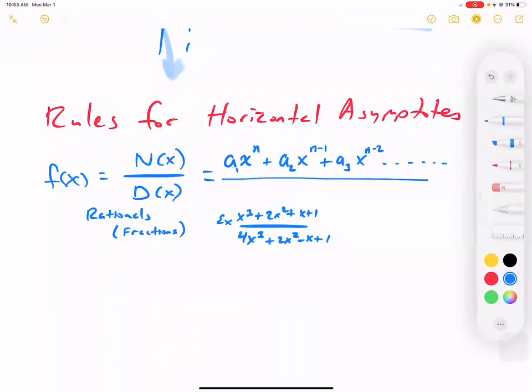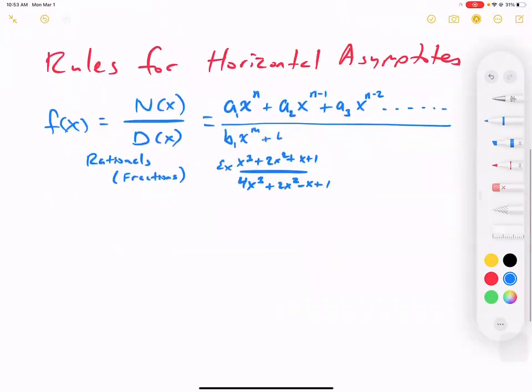On the bottom, we're going to give ourselves a different letter, b, because a and b don't have to be the same. b1, x to the m, we use m. Why? Because n on top doesn't mean it's going to be n on the bottom. They could be different variables, so we'll just call that a different variable, m, plus b2, x to the m minus 1. Oops, sorry, let me make that look a little better. And then we're going to go to b3, x to the m minus 2. And then this goes on forever as long as you want. As many terms as you need, I'll give you those terms.